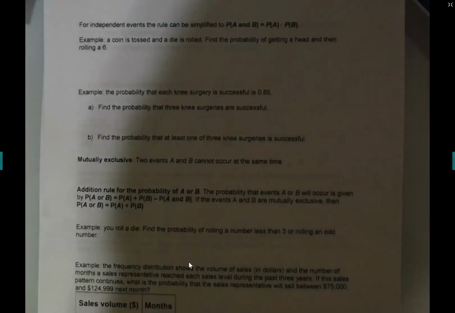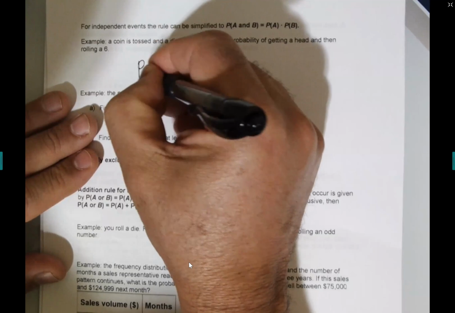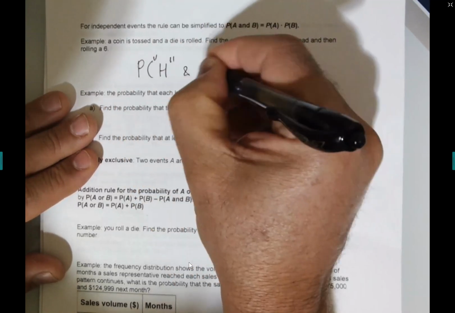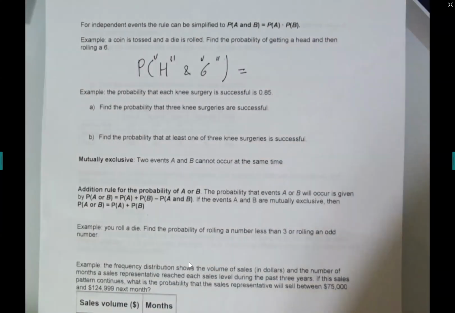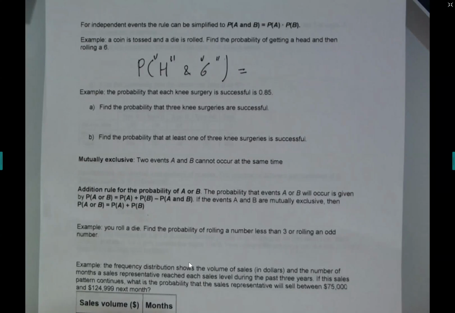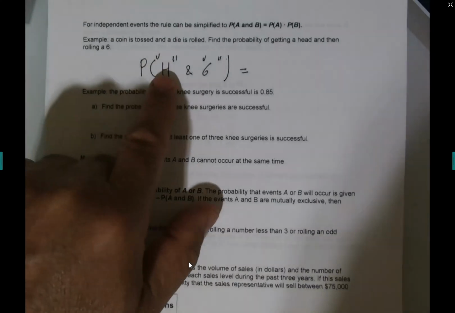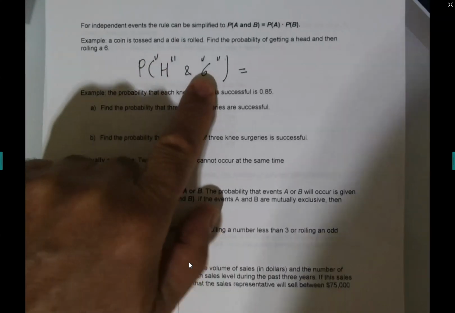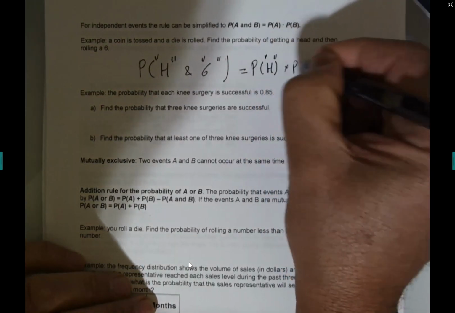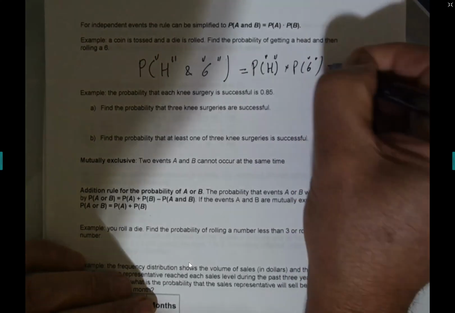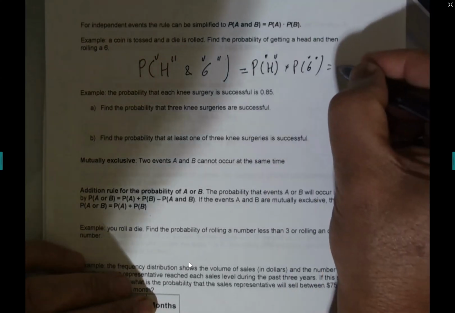A coin is tossed and a die is rolled. Find the probability of getting a head and then rolling a 6. So we need the probability of a head and 6. You guys agreed with me that tossing a quarter and rolling a die are independent events. We just did it. That means the probability of rolling a head and a 6 is the probability of a head times the probability of getting a 6. What's the probability of getting a head, guys, when you toss a coin?